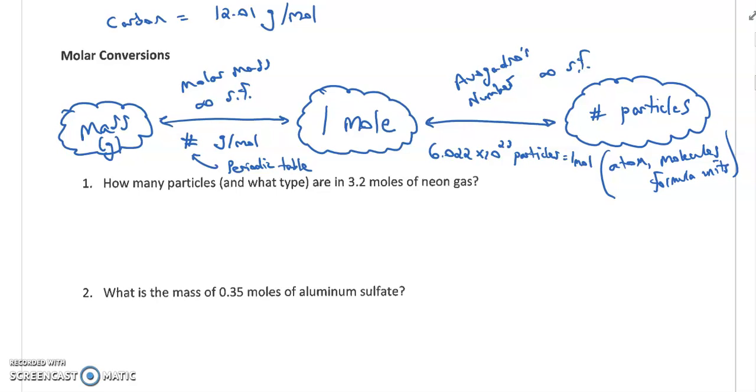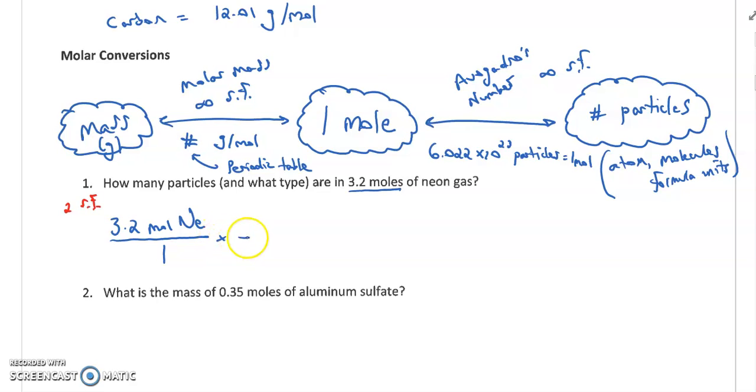It says how many particles and what type are in 3.2 moles of neon gas. I always start these problems with my given. So I'm going to start with 3.2 moles of neon, and neon is abbreviated Ne. And I always like to put that number over 1. Now, 3.2 has two significant figures, so this is going to be important when we get to the end of the problem. I'm just noting it now because that's the only given number in the problem.